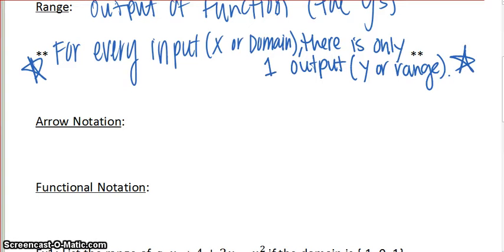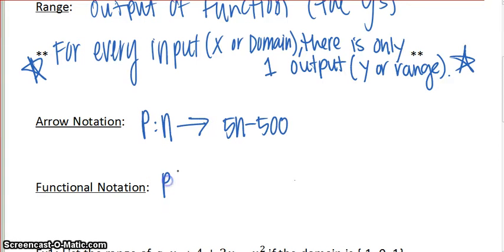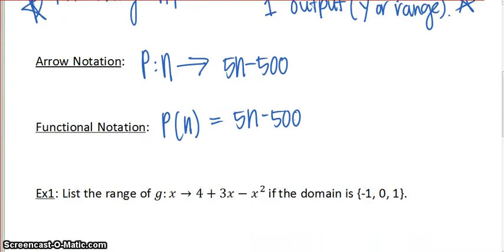Now we're going to talk about some notations with relations. You have arrow notation. So if you were to have an equation, you would say p, you have a colon, and you have of n, and then that relation is 5n minus 500. It's kind of weird. Whereas functional notation is what you are going to mostly see, but this is p of n equals 5n minus 500. Both of these are the same thing, but they're just written in different notation. So instead of having the p with the parentheses down here, you have the p colon n, and then you have the arrow, and then you have the equals there. That's the only difference.